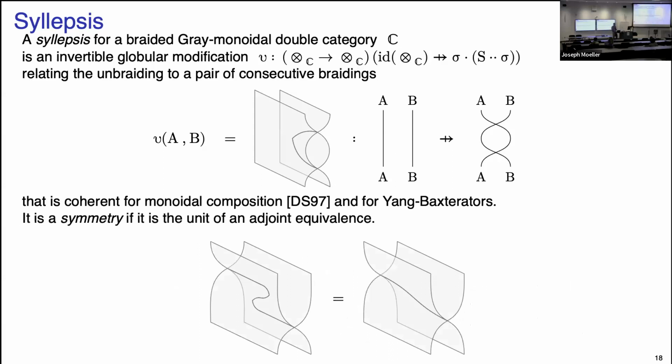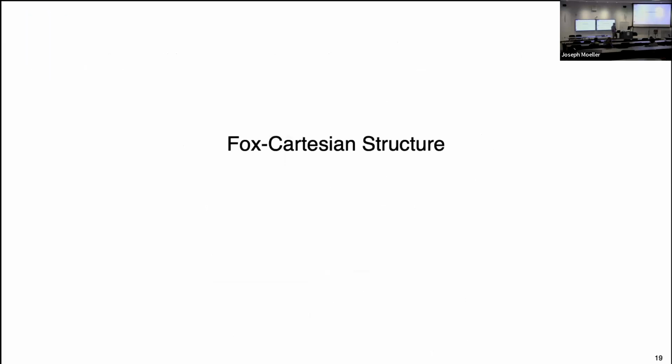Okay, and finally, syllepsis is called a symmetry if it forms the unit of an adjoint equivalence. So here you can see the syllepsis sitting right there, acting as the unit. The co-unit is the inverse of the syllepsis with the factors in the other order. And of course, in an adjoint equivalence, we have one of the adjunction equations just in case we have the other. Good. So now, finally, to the Fox-cartesian structure in the title of the talk.